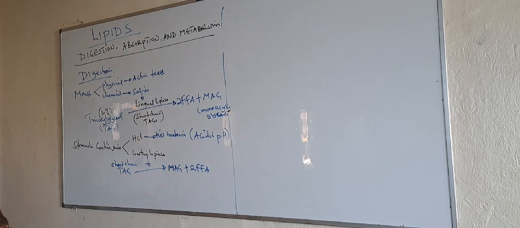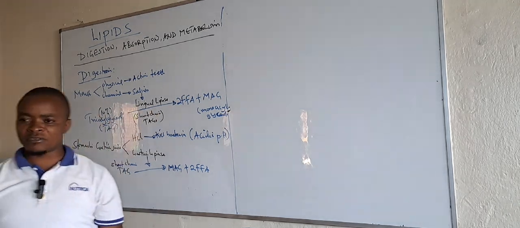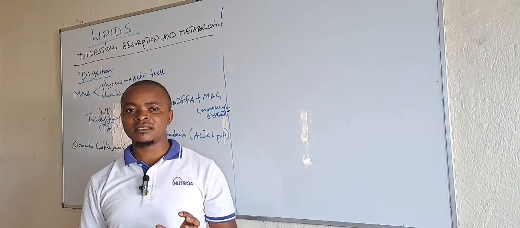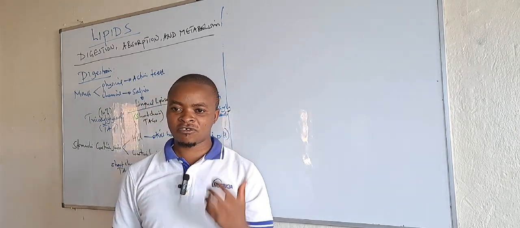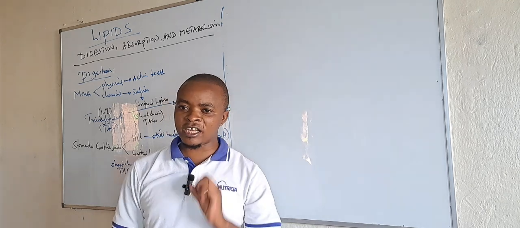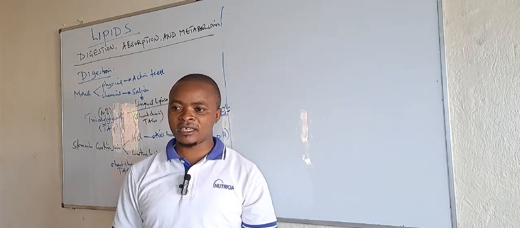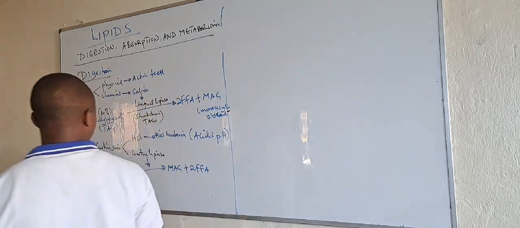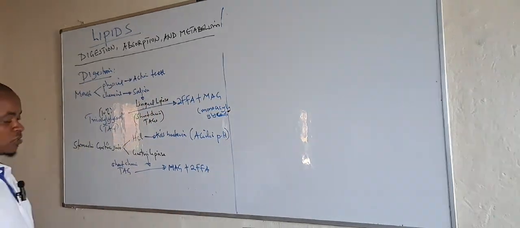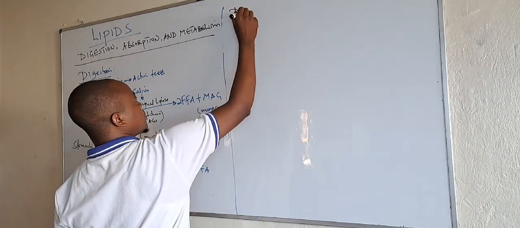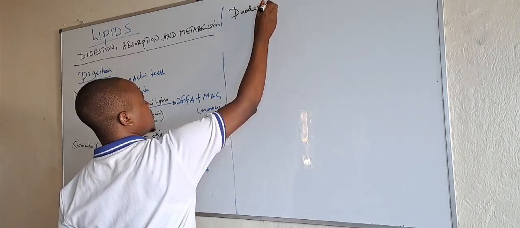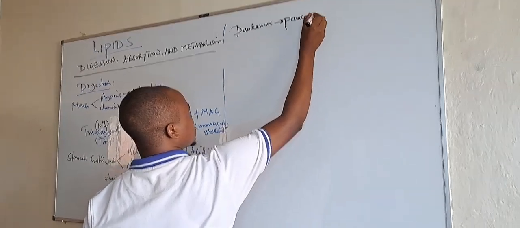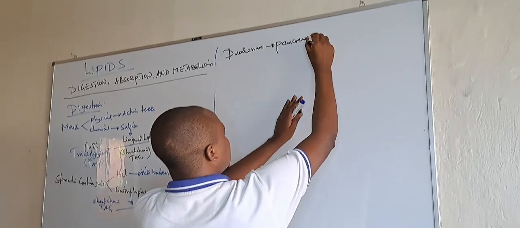But as I told you, the chemical digestion in the mouth and in the stomach is minimal. It does not go beyond 10% and it only acts on the short chain triglycerides. So the long chain triglycerides cannot be digested in the mouth and the stomach. That's where from the stomach we move into the duodenum, and in the duodenum we have the pancreas, which releases pancreatic juice.